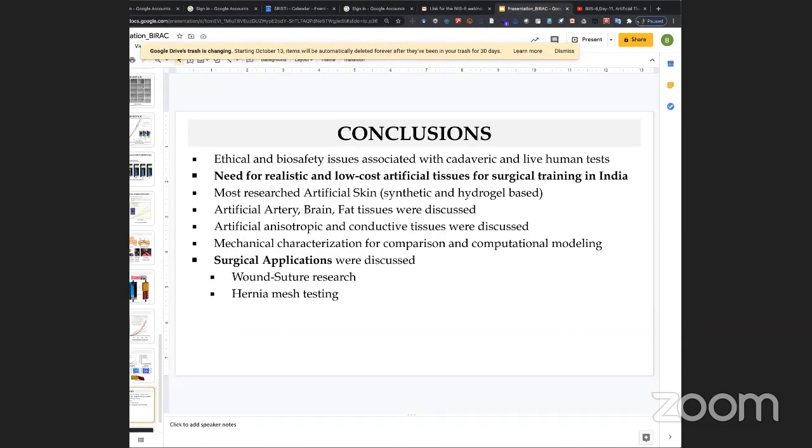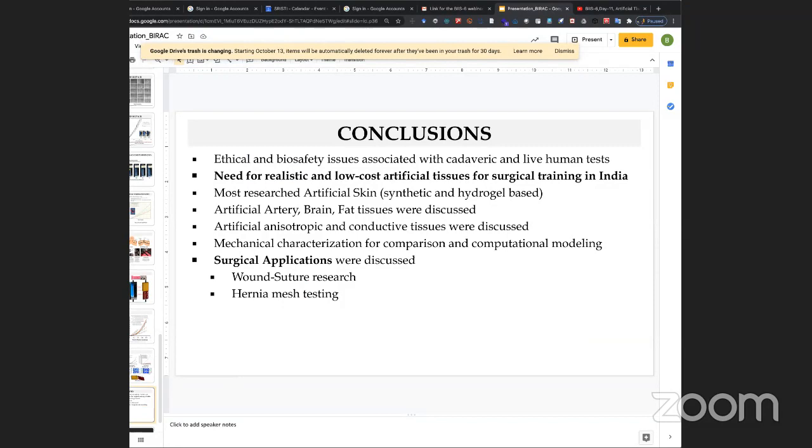So that is the main agenda why we need artificial soft tissues, mainly in India, because a lot of these artificial soft tissue variants are already existing in the US and Europe market, very highly priced and not very realistic. India doesn't have a single company which produces artificial tissues. So there is a need for realistic and low cost artificial tissues for surgical training in India. And most research is on artificial skin, which is the most common artificial tissue being made around the world.